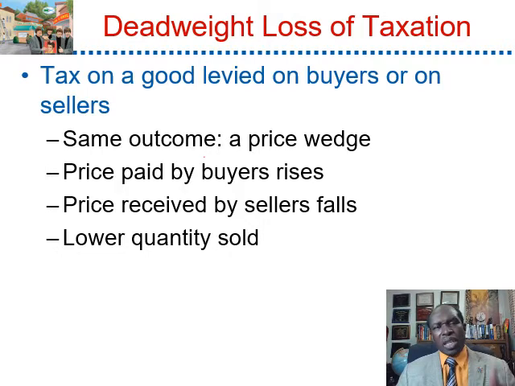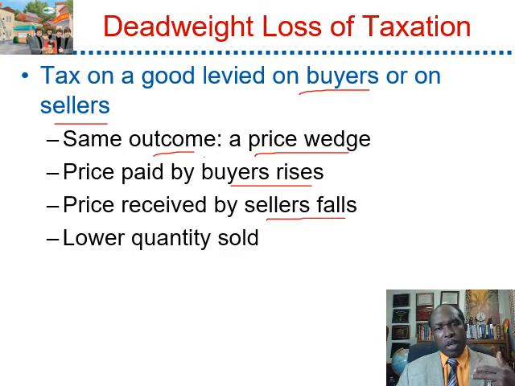So what are the consequences of a tax imposed on buyer and seller? It's the same outcome. It's going to lead to a price wedge. The price paid by the buyer rises, the price received by the seller falls, and the quantity sold in the market also decreases.